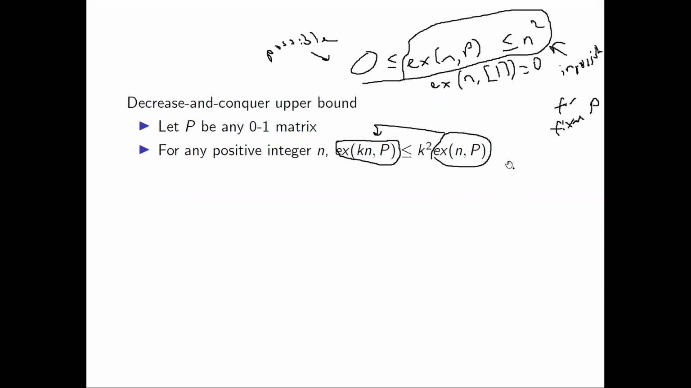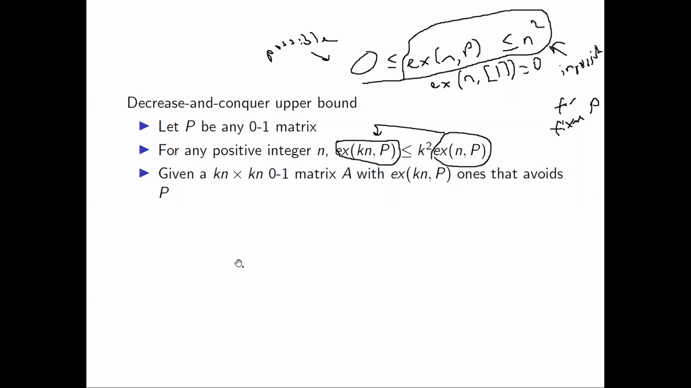And the way that we prove this, it really is a decrease and conquer idea. The visual that you're going to see on this slide is going to look like a divide and conquer. But the way we divide it up, all of the things that we get are really going to just be the same subproblem. So we'll start with some Kn by Kn 0-1 matrix A, and it'll have the maximum possible number of ones to avoid this pattern P, which is Ex of Kn comma P by definition.